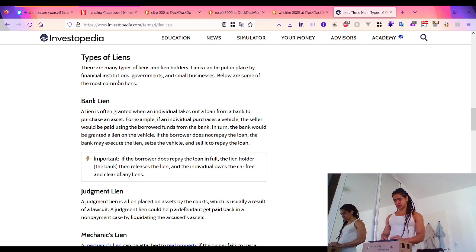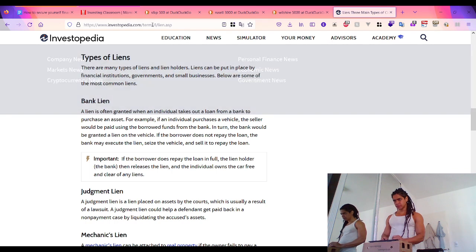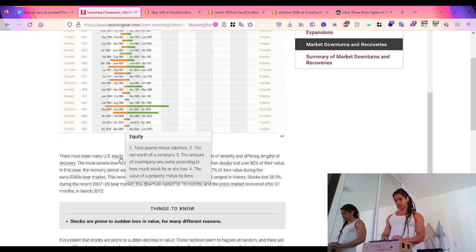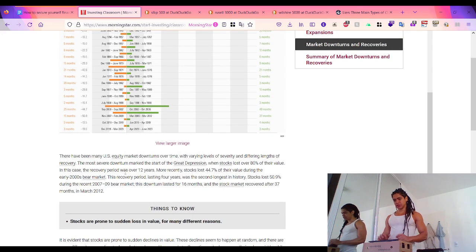Lien or gravámenes. So keep reading about the equity here. There have been many U.S. equity market downturns over time with varying levels of severity and different lengths of recovery. Severity and length of recovery.